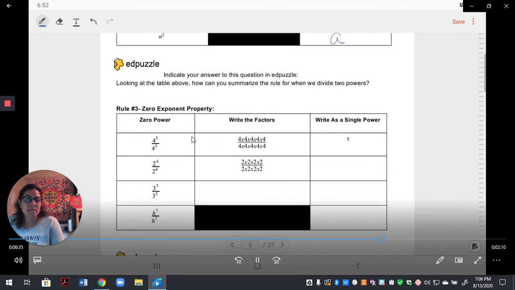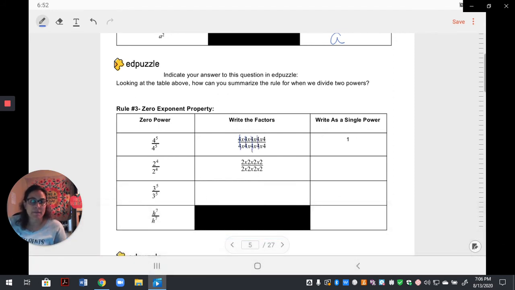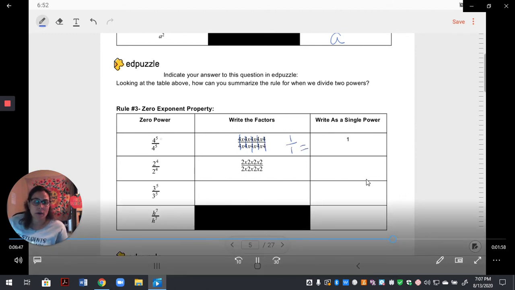All right, now we have the zero exponent property here. So we can take that 4 to the 5th and divide that by 4 to the 5th. And again, those 4's all cancel out to equal 1. But if we use what we learned above, 5 minus 5 is 0, so that's 4 to the 0, which is just 1. Looking at the next one, again, all those 2's cancel out, so anything over itself is just 1. But you can also say 4 minus 4 is 0, so this is 2 to the 0 power, which is 1.